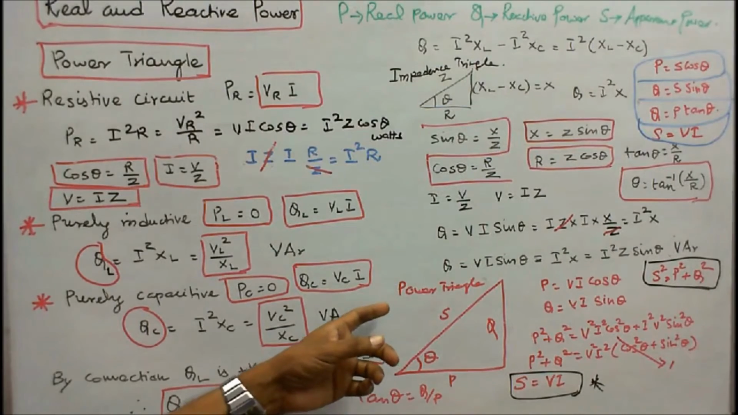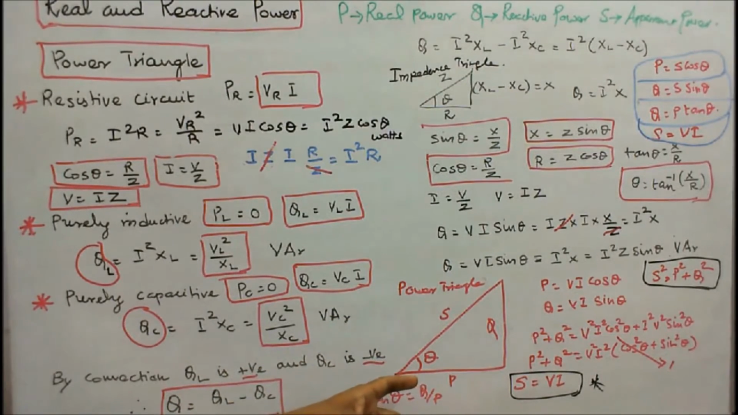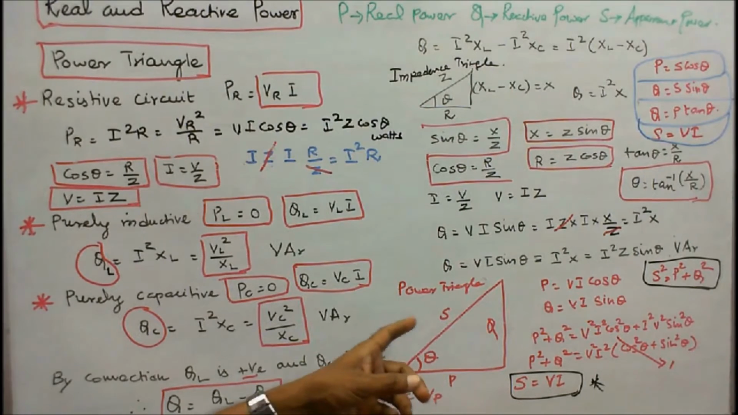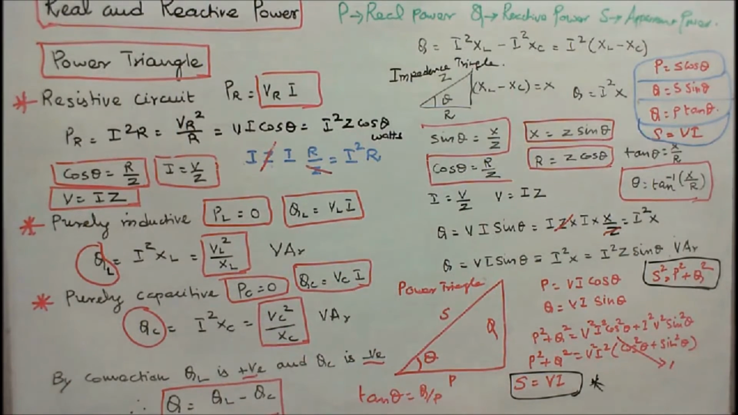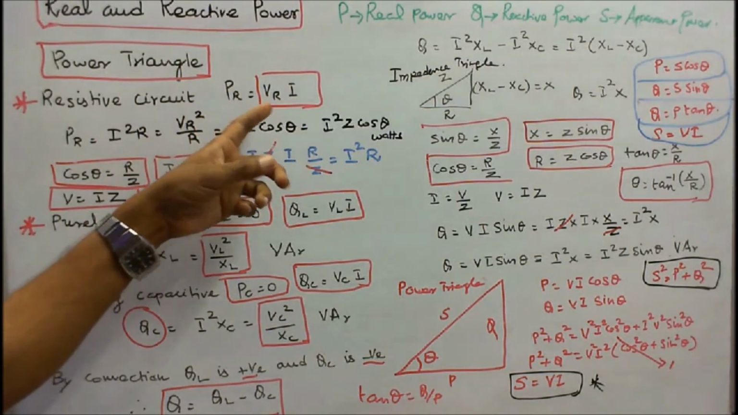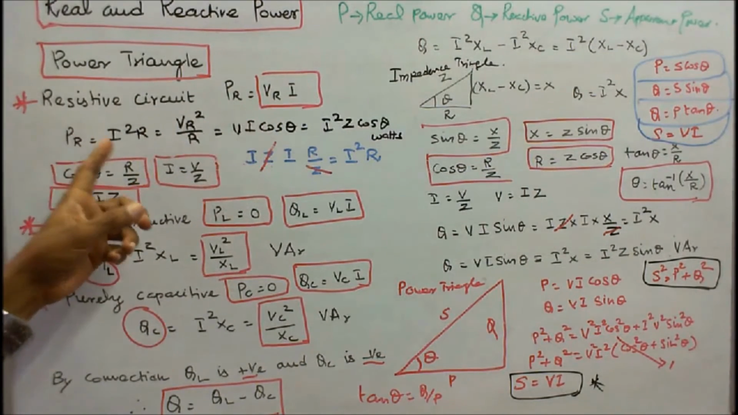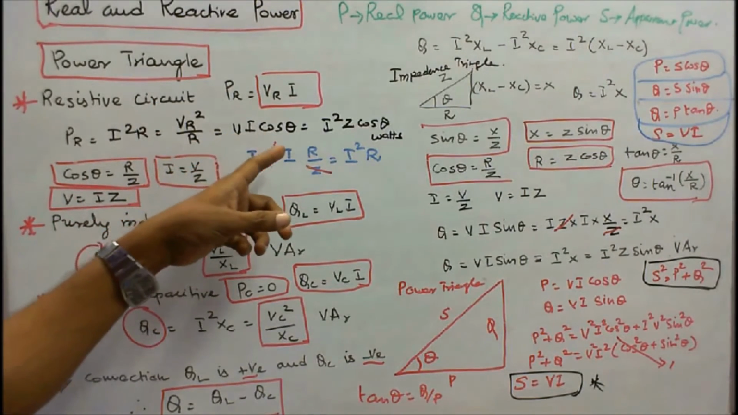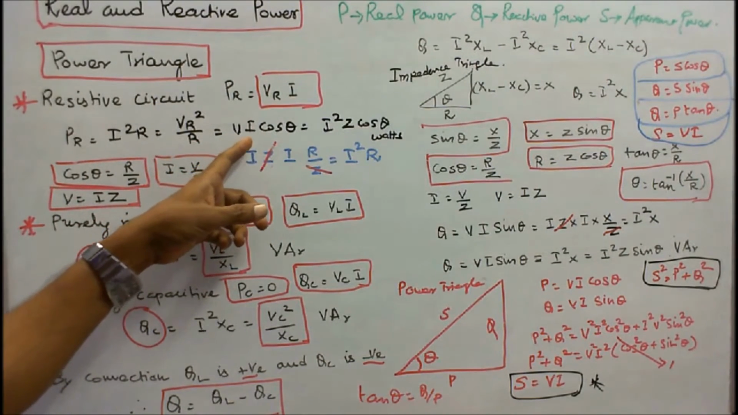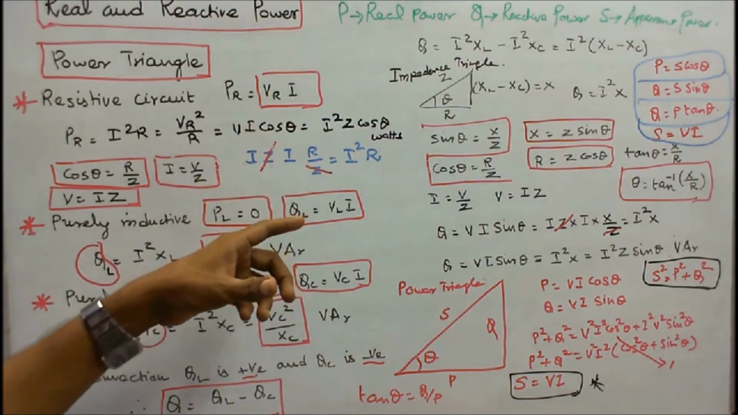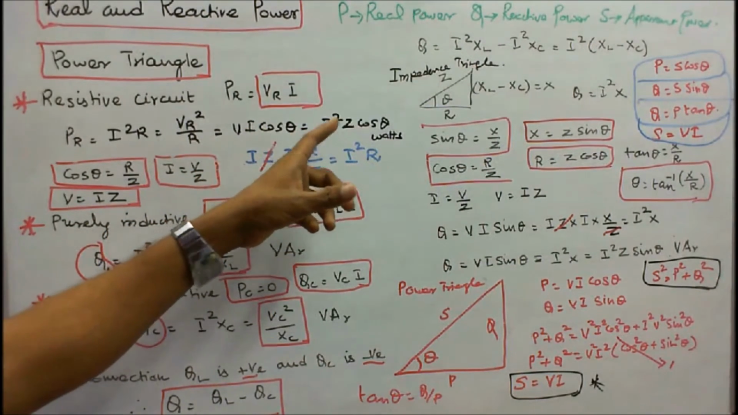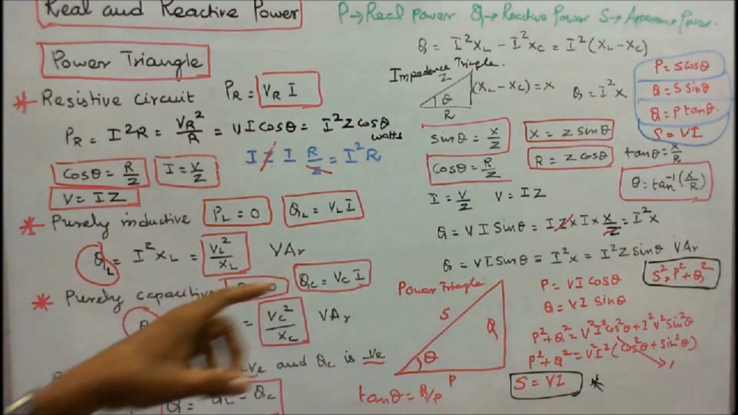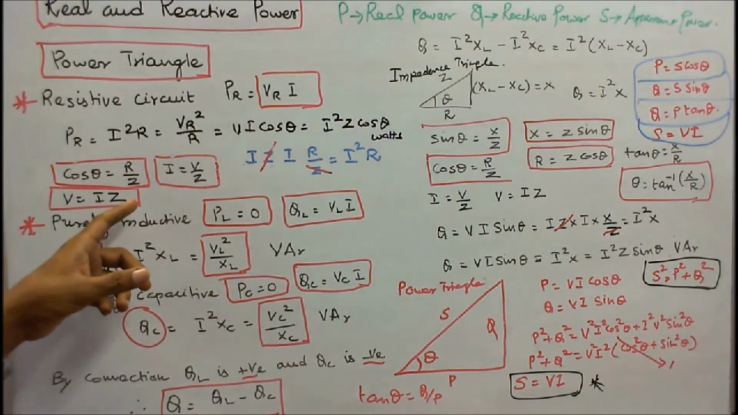This is the power triangle. Here P is the real power, Q is the reactive power, S is the apparent power. In a pure resistive circuit, reactive power is 0. Real power PR is equal to VR into I. PR is equal to I square into R, that is equal to V square by R, that is equal to VI cos theta, where V is RMS voltage, I is RMS current, cos theta is the power factor. It is I square into Z into cos theta in watts, since cos theta is equal to R by Z.